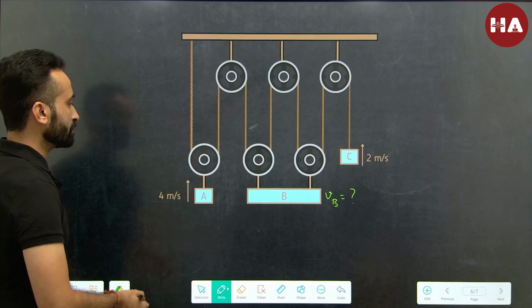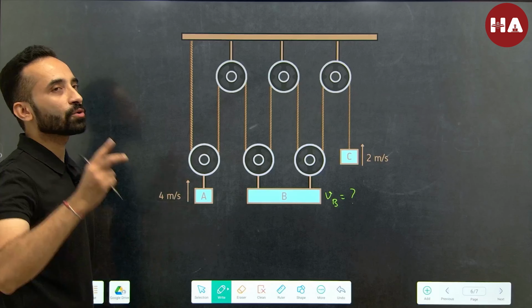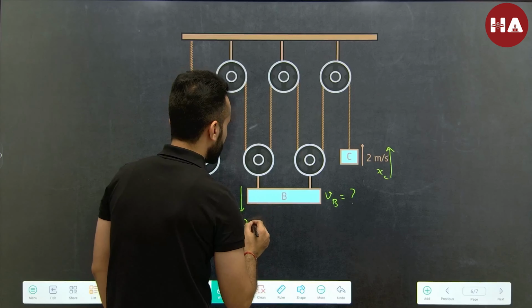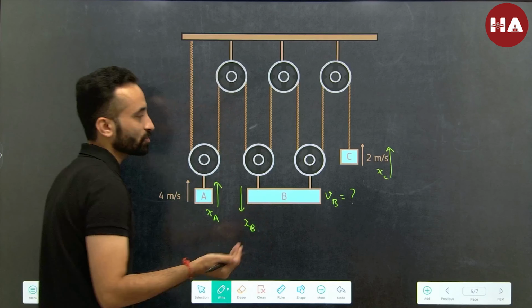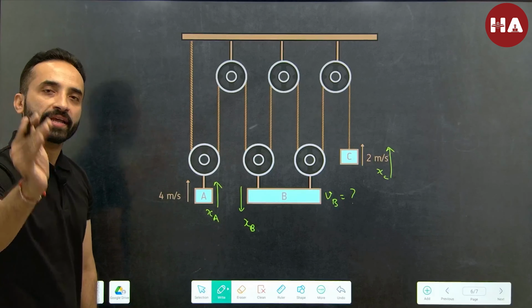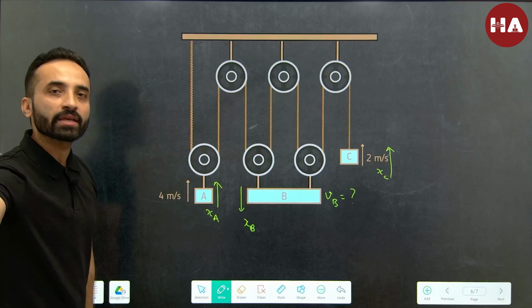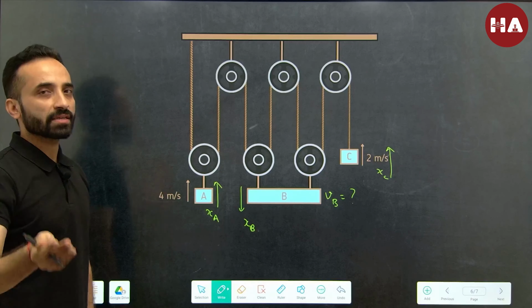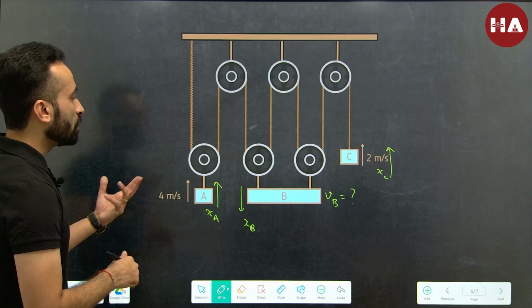So very quickly, what method would you go for? You can go again for both the methods, virtual work method and string constraint. Both the methods can work here. Okay, so let's assume that this is displaced by XA, this is displaced by XC, and therefore this is displaced by XB downward. So we would like to assume that it will descend. These two will ascend and this will descend. Even if we predict something incorrectly, don't worry, the answer is going to be correct, just the sign is going to be negative, which will clearly indicate that you have to assume that the direction is opposite. All right, very quickly then.